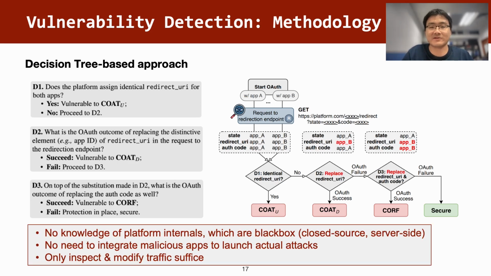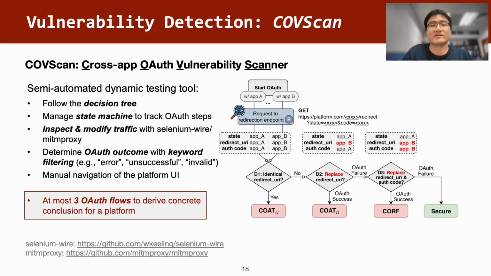So the key benefit of this approach is that it can derive a concrete conclusion on the security or insecurity of a platform without relying on integrating a malicious app and then launching extra attacks, or knowing internals about the platform. It means that even as a user, you can already test whether the platform you're using on a daily basis is insecure or secure. Based on this approach, we designed CoveScan, a semi-automated dynamic testing tool for vulnerability discovery. And it takes at most 3 OAuth flows to derive a concrete conclusion for a platform.